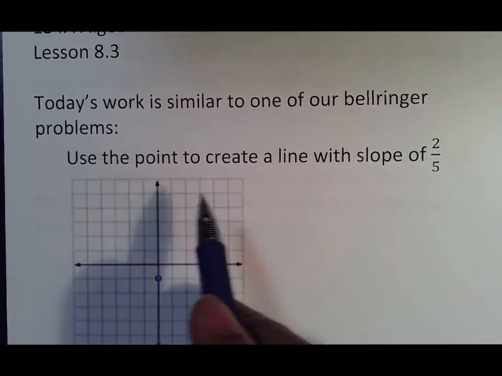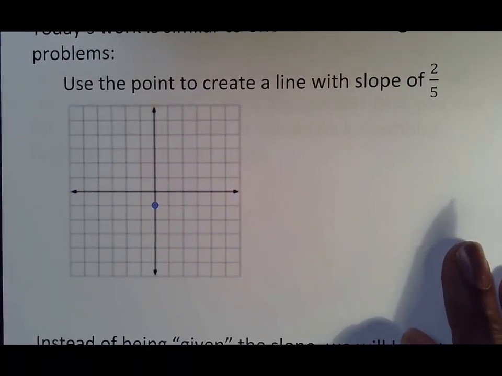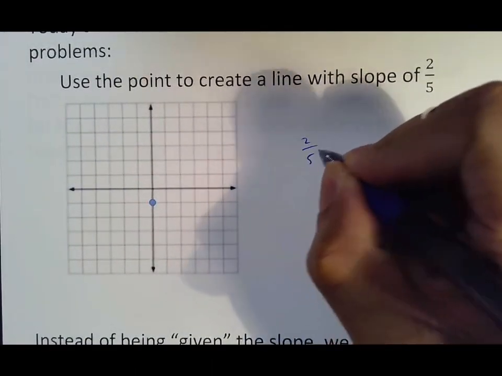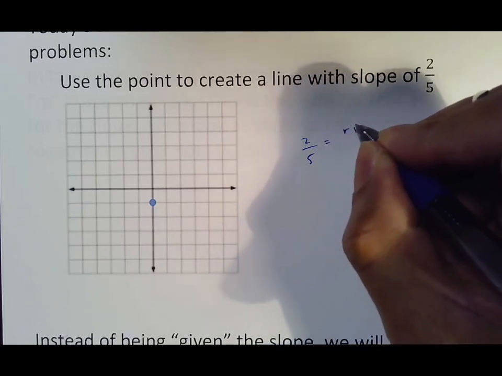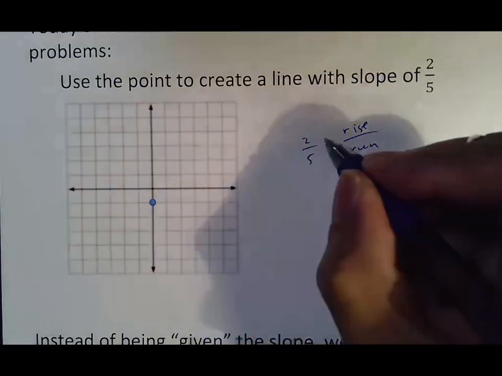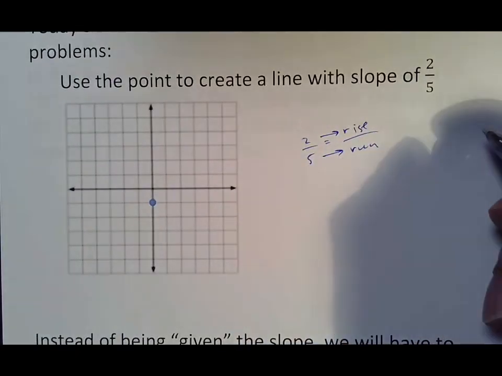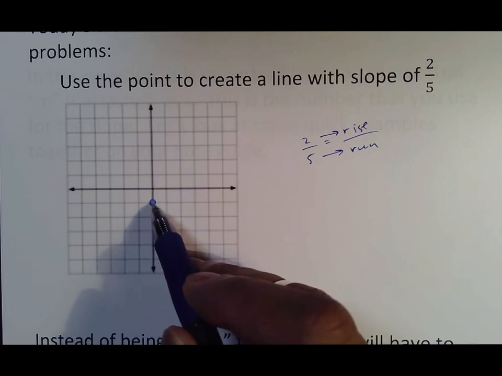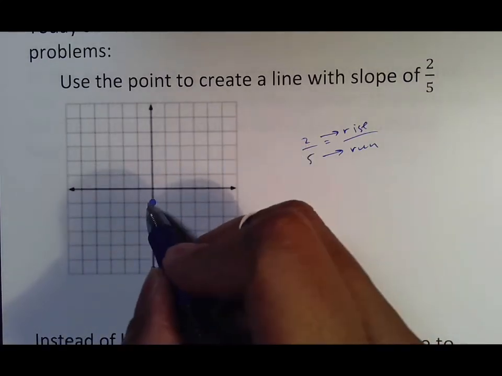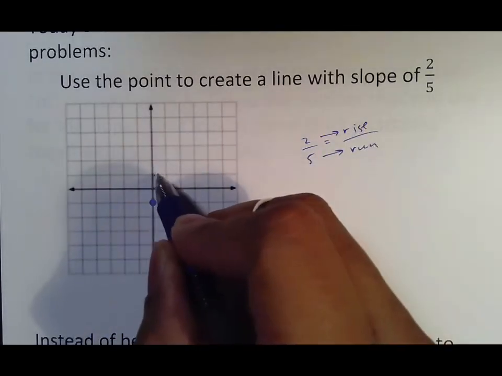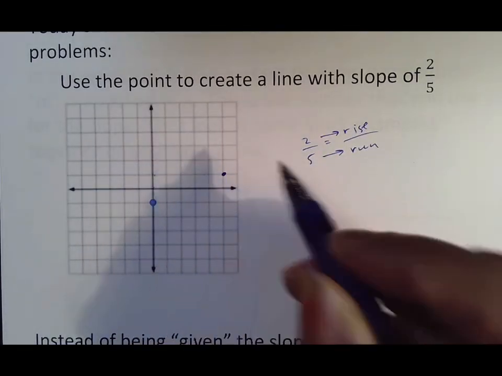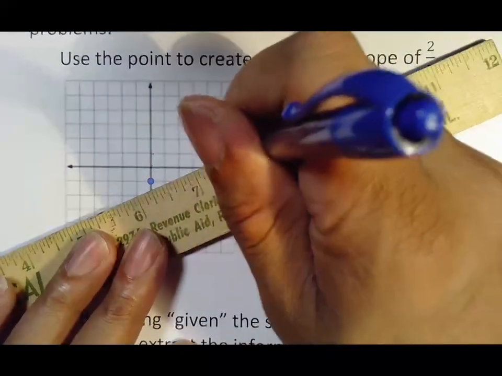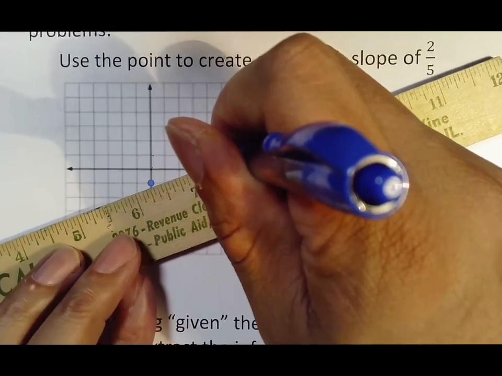In our bell ringer in class today, it said use a point to create a line with slope of 2/5. As we learned, slope is rise over run, so 2 is your rise, 5 is your run. You start from the point, because at least today you have to, then go up 2 because that's your rise, and over 1, 2, 3, 4, 5 because that's your run. You then take a ruler and connect those 2 points. I don't know if I'll be able to do it right because I'm doing it at a weird angle, but we'll see.